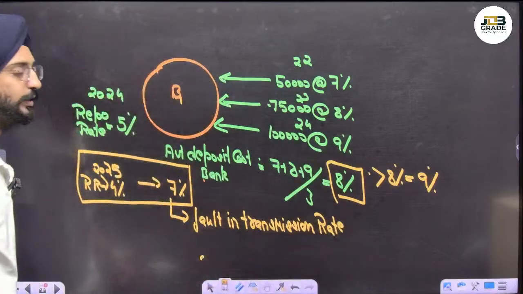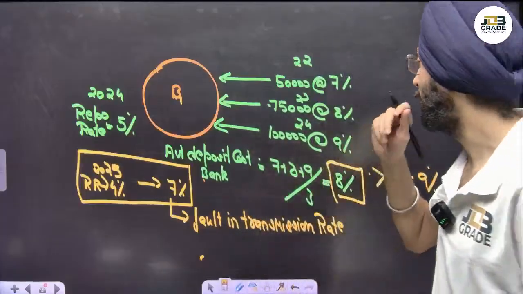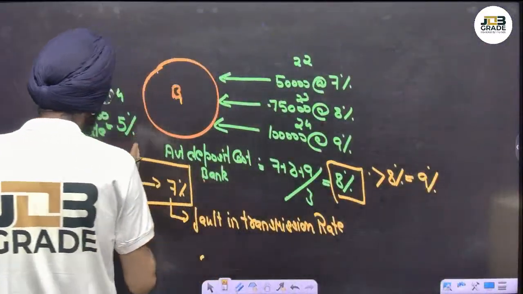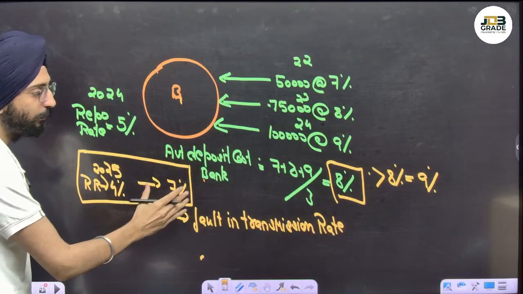Sir, why is there a fault in transmission? Let me tell you one thing very clearly. The repo rate has fallen to 4%. Now the bank should lend at 7%, not at 9%.